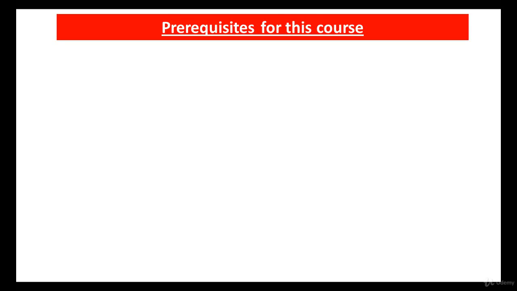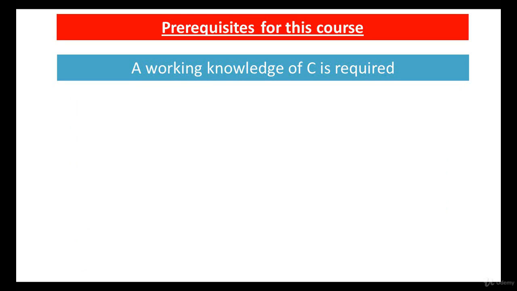Now, before undergoing this course, you must know about the prerequisites for this course. What are the things you should already know before taking this course? A working knowledge of C is required. I will expect you to have basic knowledge of the following topics.